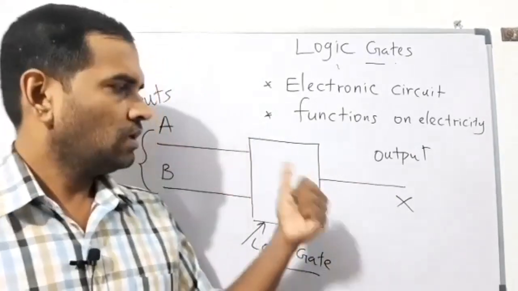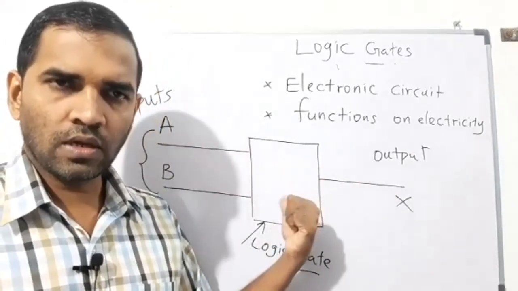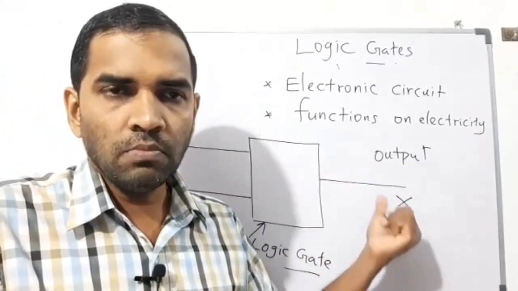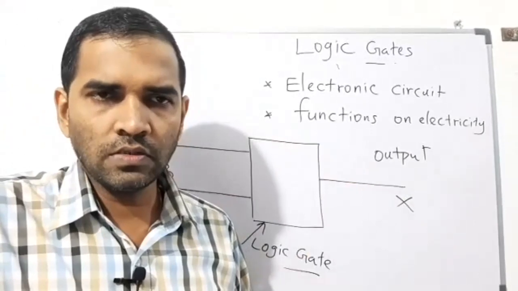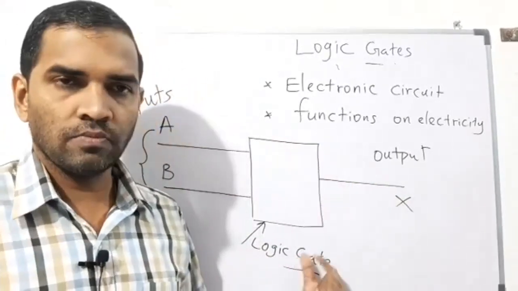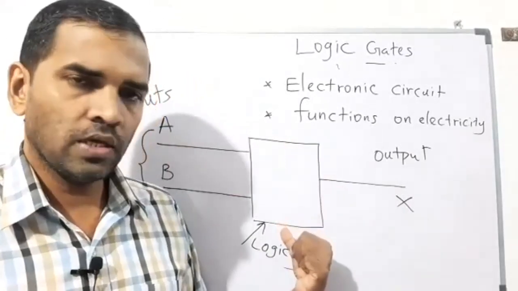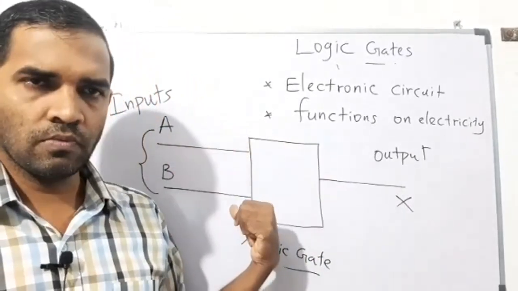In this case, there will be some functions carried out. As a result of that, we have an output. That may be electricity, that may not be electricity. Actually, it depends on the logic gate, right? Output depends on the logic gate, and maybe on the inputs too.